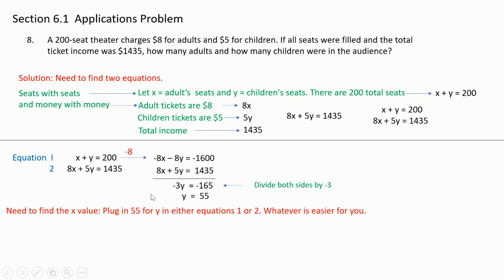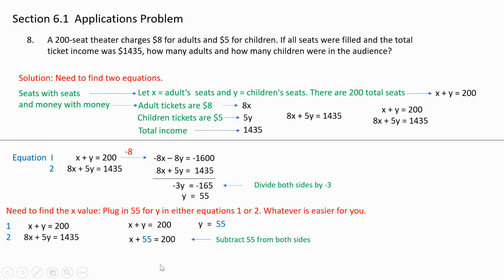Now, we can go back to equation 1 or 2 and plug in 55 for y. In my opinion, equation 1 is easier because the coefficients are very small compared to equation number 2. So I'm going to go back to equation number 1 and plug in 55 for y, so we get x plus 55 equals 200. We subtract 55 from both sides, and the result is x equals 145. So x equals 145, y equals 55.